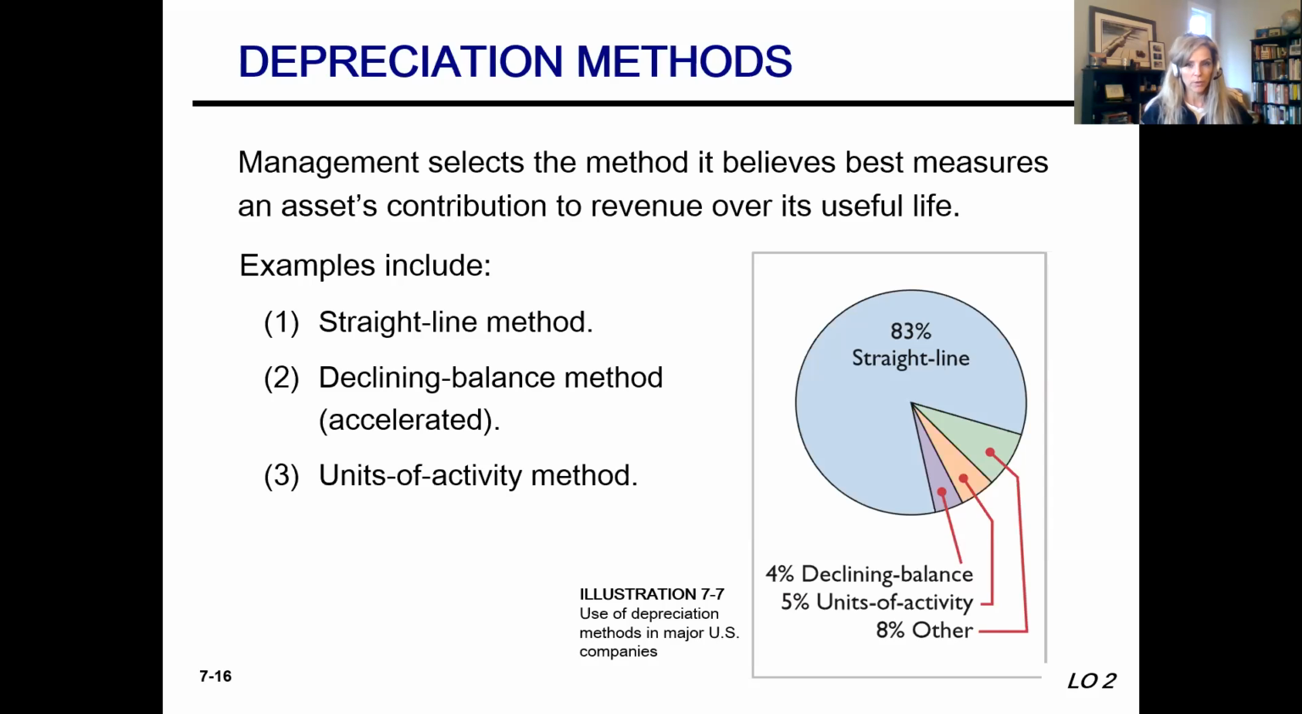So here we are with this new method. But for the most part, this is where we're at. The majority of the time, we're using the straight line method. It's quick and easy: cost less the salvage value, divided by the number of years it's useful, and you get your annual rate of depreciation.